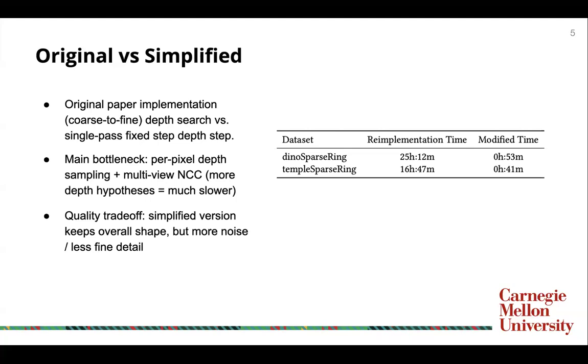On the baseline Middlebury datasets, specifically Temple sparse ring and Dino sparse ring, each containing 6 views, the original version is extremely slow. So for example, the Dino sparse ring takes about 25 hours to run on the original version, but with the simplified pipeline, it takes under an hour. And the bottleneck here is the per pixel depth sampling combined with multi-view normalized cross correlation comparisons. The cost increases very quickly with the number of depth hypotheses evaluated. And qualitatively, the simplified version still preserves the scene structure, but it introduces more local noise and tends to lose fine detail compared to the faithful version.